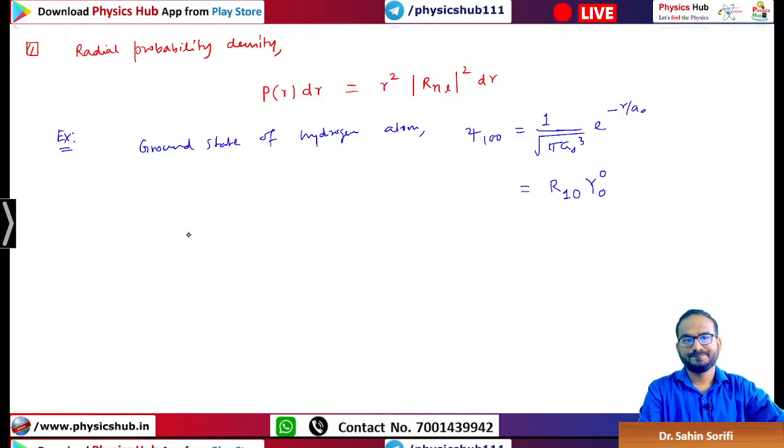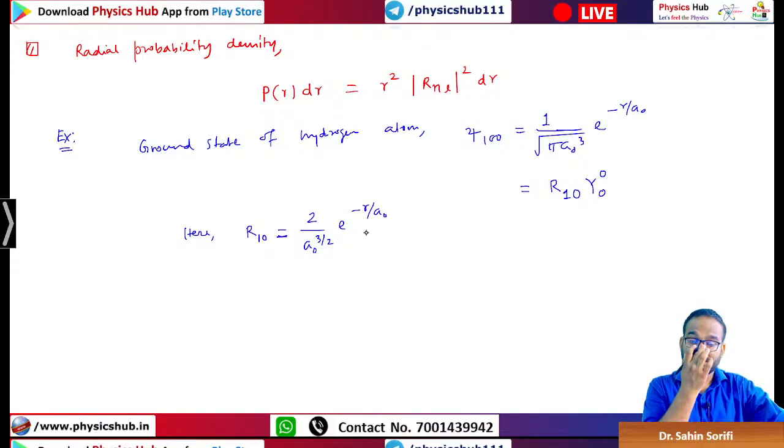So here, what value of R10 did we find on the last day? If you remember, it was a prime by a naught, e to the power minus r by a naught. Then we found the value of a prime, and ultimately we got 2 by a naught to the power 3 by 2, e to the power minus r by a naught. You can check the previous day's copy to get this value. So if R10 is this, then what is the radial probability density?